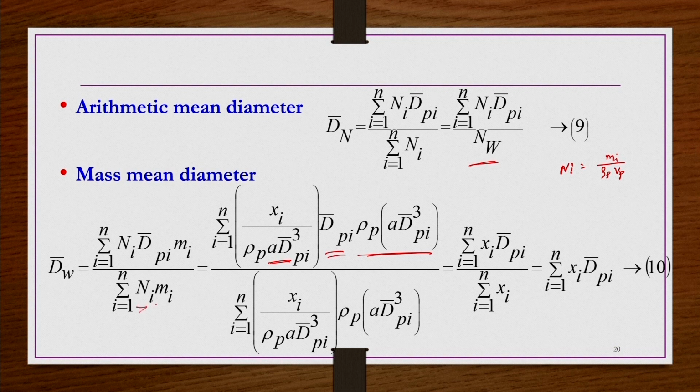Like that, here also you substitute Ni and Mi, then you simplify, and you get sigma xi dpi bar divided by sigma xi, and sigma xi is nothing but 1, since the summation of all mass fractions is 1 for a given sample. So the mass mean diameter dw bar is nothing but sigma xi dpi bar, whereas the volume surface mean diameter ds bar is nothing but 1 by sigma xi by dpi bar.